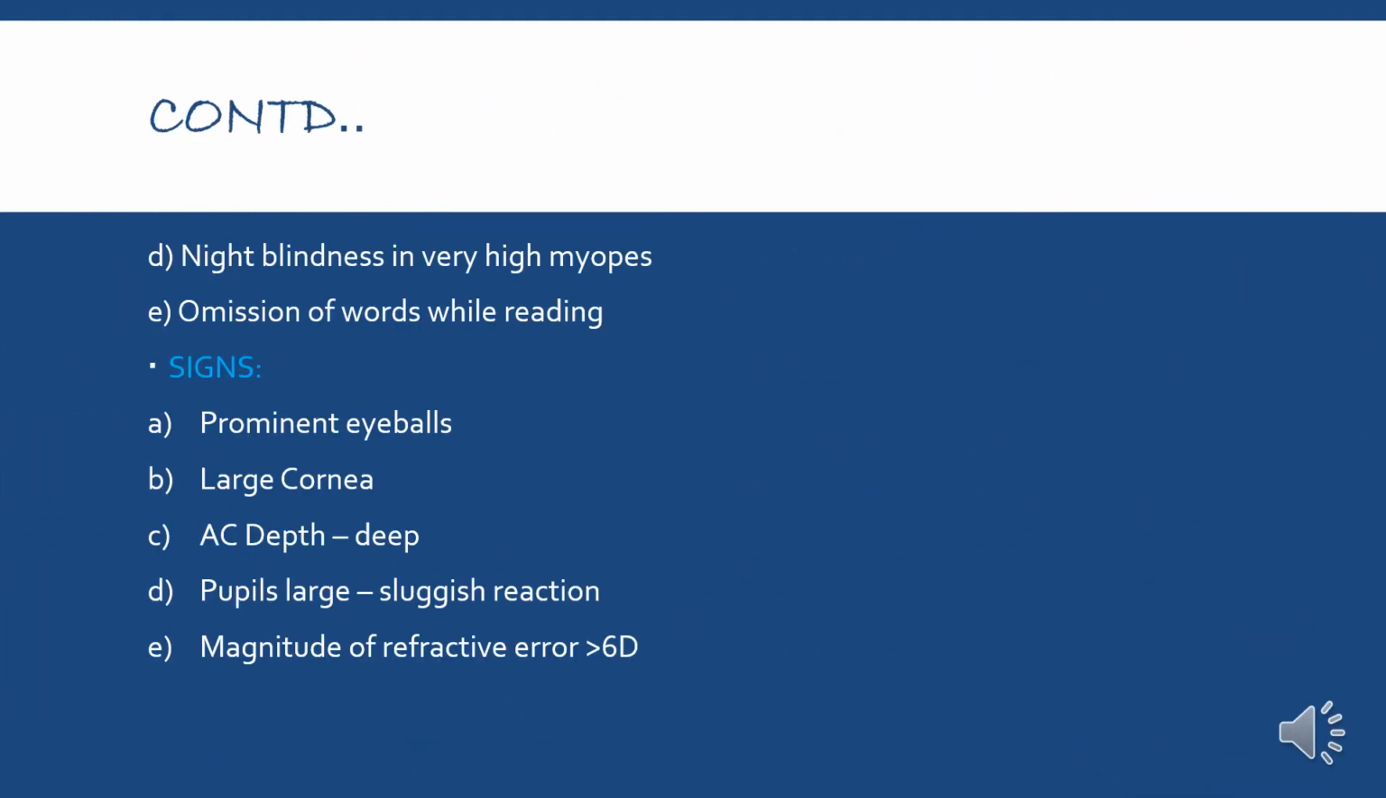Also, there are complaints of night blindness and omission of words while reading. The signs are prominent eyeballs, large cornea, deep AC depth, pupils are large with sluggish reaction, and the magnitude is of course greater than 6 diopter.